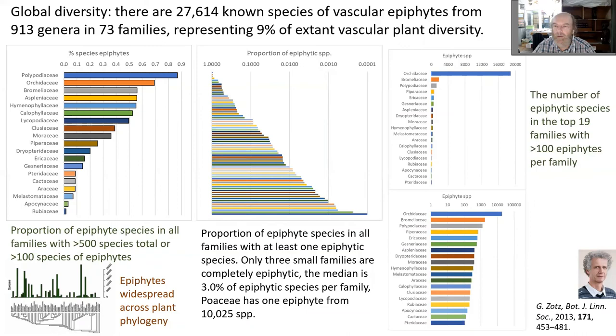When we look at families dominating epiphytes, we already know that it's orchids, but it's useful to see how hugely dominant they are compared to all other families. When we look at this distribution on the logarithmic scale, so we can see the details, then we have orchids, bromelias, Polypodiaceae, Piperaceae, Ericaceae, and so on and so on.